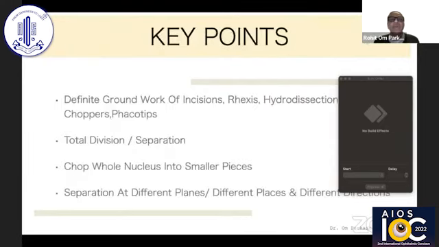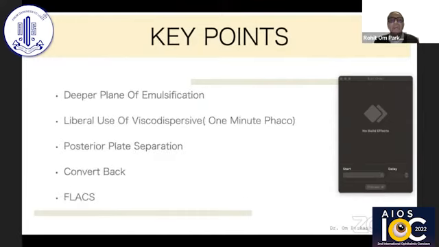So these are the key points: definite groundwork of incision, rhexis, hydrodissection, choppers, and balanced phacotips, which were being used in these cases, total division, separation, chopping whole nucleus into smaller pieces, separation at different planes, different places, and different directions. And these are all.